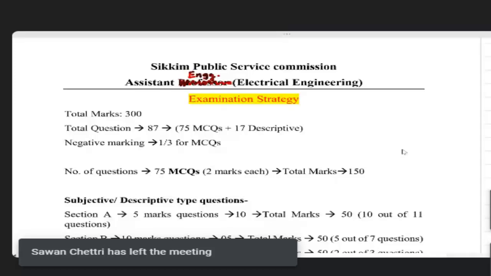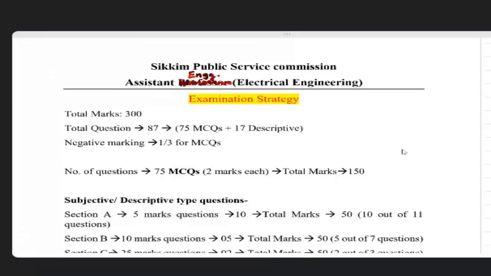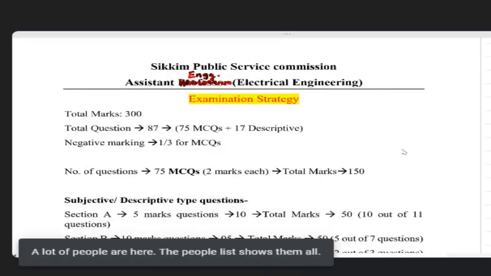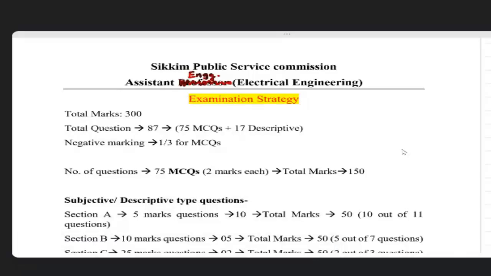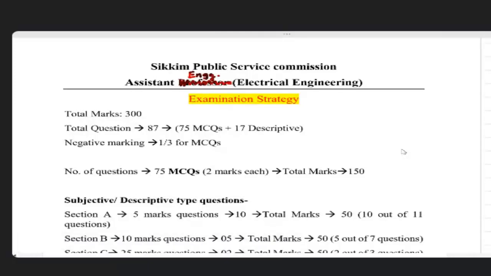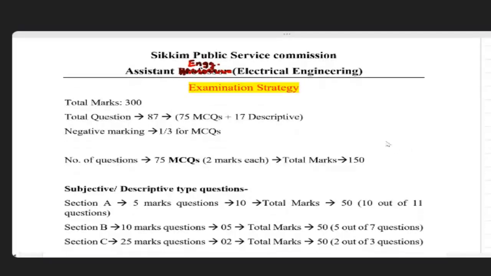So let's start with the examination strategy. First of all, you should know the examination pattern. Then we will plan accordingly how much time to give to each topic. There are two sections in the paper. First is the non-technical section, which is 100 marks, and the second is the technical section, which is 300 marks. In this meeting, we will focus on the second section, the technical section of 300 marks. And this is a very important exam.